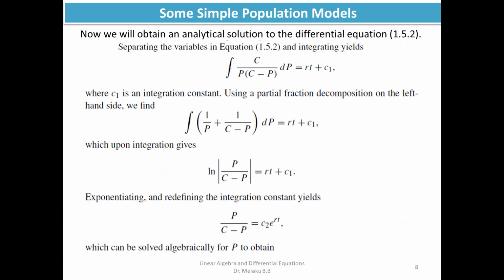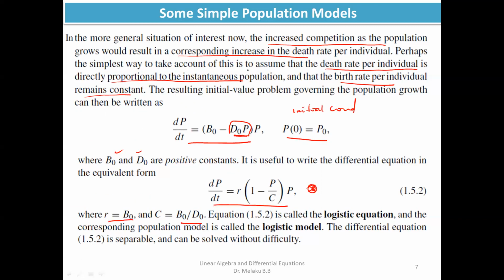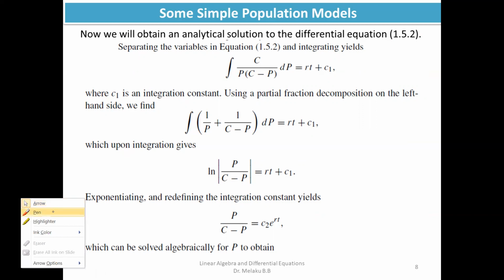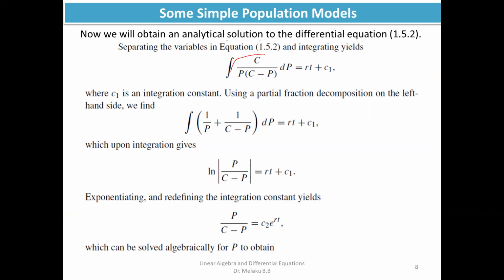If you integrate both sides for this model, it will be the integral of C over P(C minus P) dP, and this will be rt plus c1, because it was r dt, so upon integrating, it will be rt plus c1, some constant. Remember some techniques of integration. This integration seems difficult, but it is not actually difficult because you can use the partial fraction method. Upon using partial fractions, you can write C over P times (C minus P) equivalently as (1 over P plus 1 over C minus P) dP. Then it will be easy to integrate.